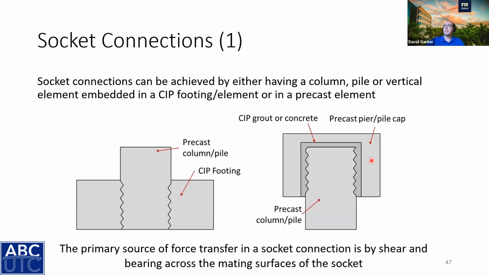So then the next connection is the socket connection. And as I said, the socket connection doesn't have any reinforcement crossing between the elements. So here you can have it in a cast in place footing, which has been used in different ABC applications. And you can also use it between two precast elements. So here, a precast pile cap and a precast pile.